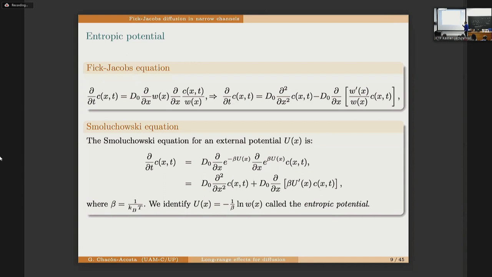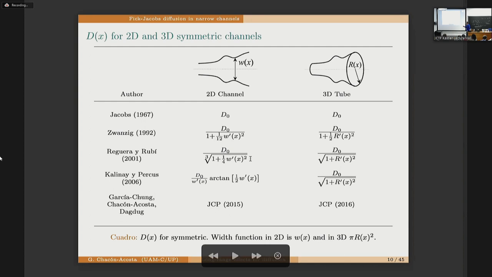I return to this later, but here are different possibilities for the shape of this diffusion coefficient that here depends on how fast the width of the channel changes, and it could be done in 2D channels or 3D channels.